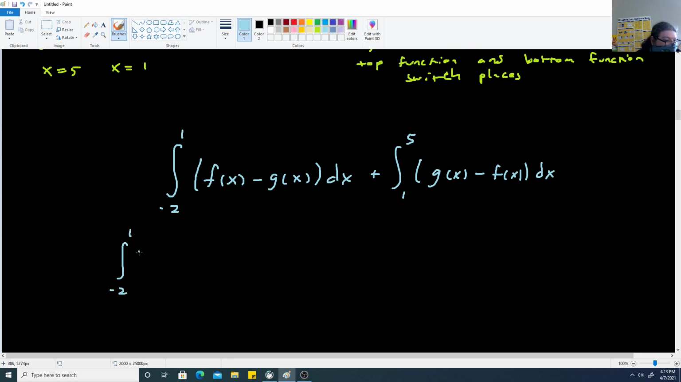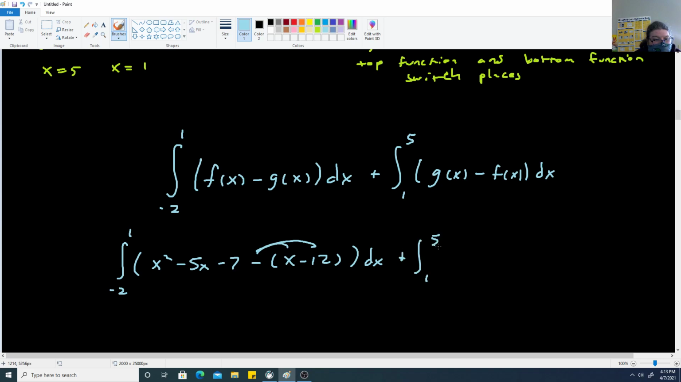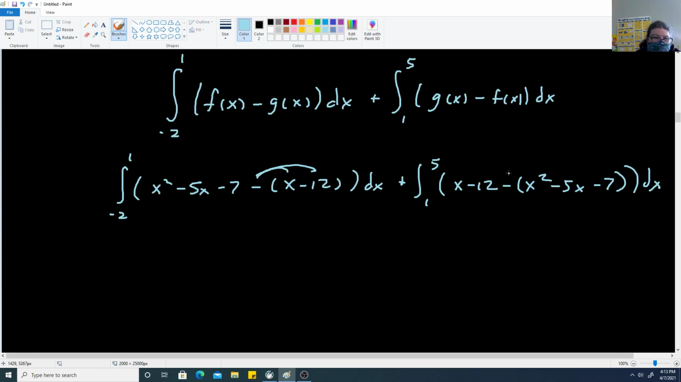So we have -2 up to 1. f of x is x squared minus 5x minus 7, and we're going to subtract from it g of x, which is x minus 12, dx. We'll make sure the negative distributes on that. Then we're going to add to it the integral from 1 up to 5 of g of x, which is x minus 12, minus x squared minus 5x minus 7 dx. So we'll check that the negative distributes to everybody there.